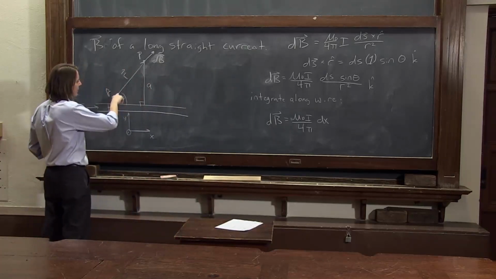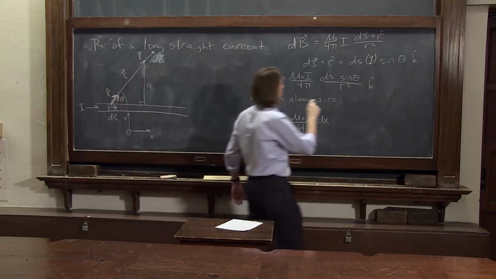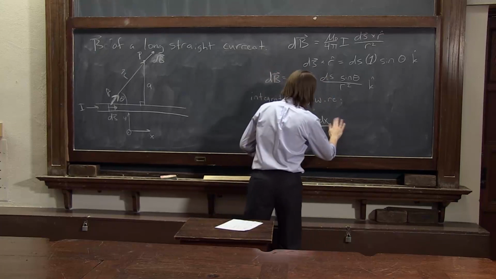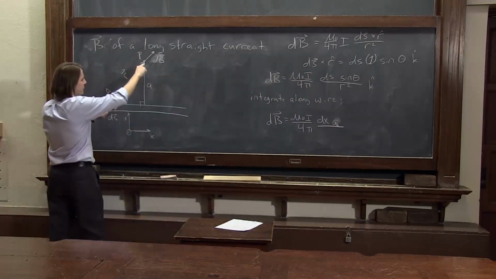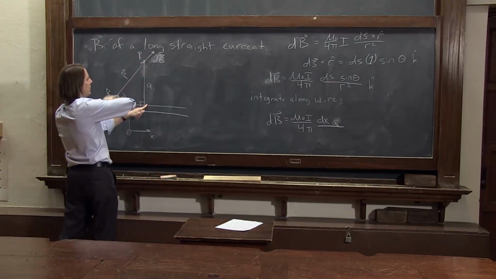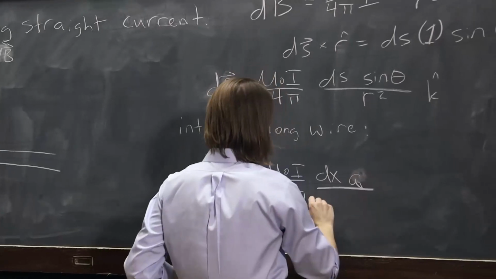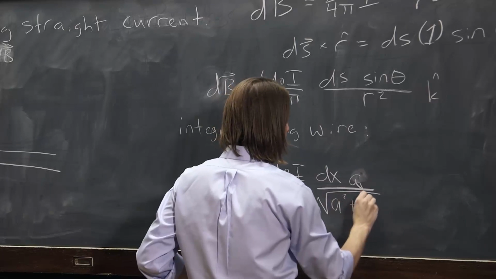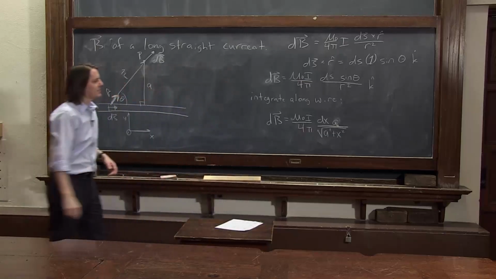Well, let's see. Sine of theta is opposite over hypotenuse. So the sine of theta is a over this hypotenuse. This hypotenuse is the square root of x squared plus a squared, right? Pythagorean theorem. So that would put the square root of a squared plus x squared, like that. So there's dx times sine theta.